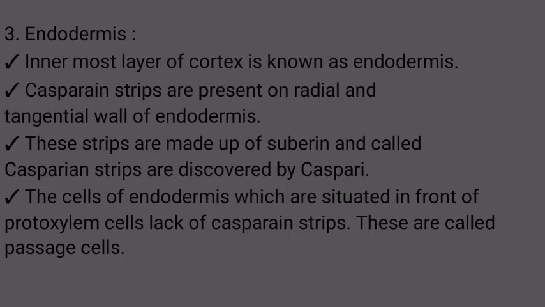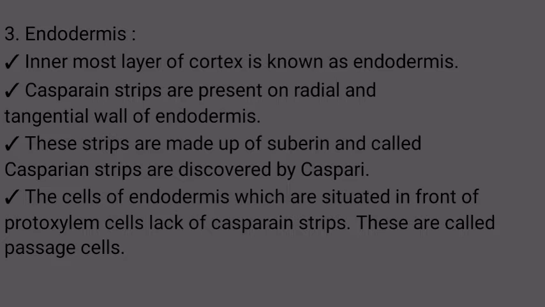Casparian strips are present on radial and tangential walls of endodermis. These Casparian strips are made up of suberin and were discovered by Caspari. The cells of endodermis which are situated in front of protoxylem cells lack Casparian strips, which means they lack suberin. These cells are called passage cells.